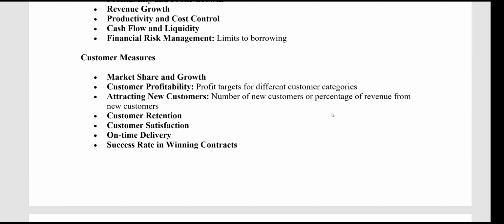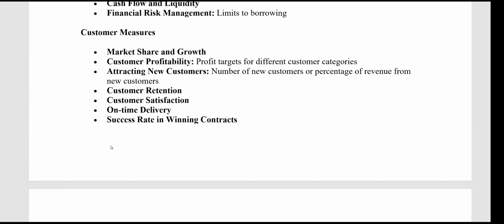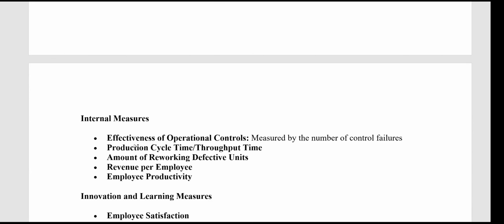So how do you attract new customers? Is it through email marketing? Is it through referrals? Is it through a landing page? Is it through a bridge page? Through paid ads? Okay, all these things are customer measures. So customer retention, customer loyalty, on-time delivery, success rate in winning contracts, right? You can think about all that.